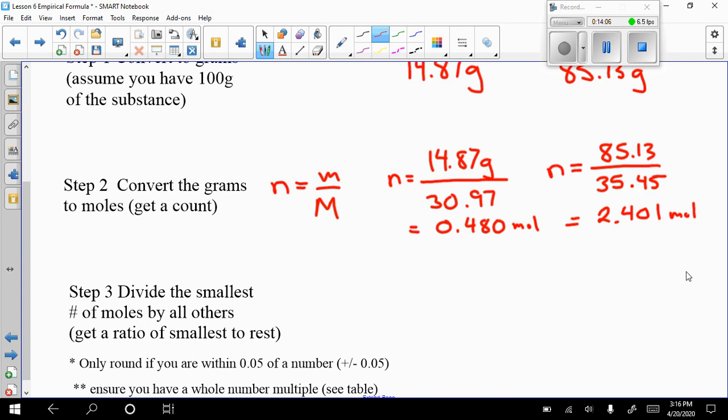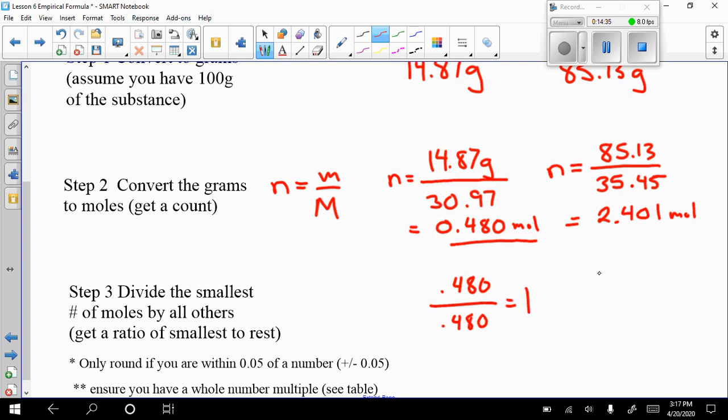Step three is to divide the smallest number of moles by all the others. You're going to get a ratio of the smallest element to the remaining elements. So I only have two here. The smallest number is the 0.48 moles, and so I'm going to divide. For the first one, it's kind of easy. It's 0.48 divided by 0.48, so that's 1.